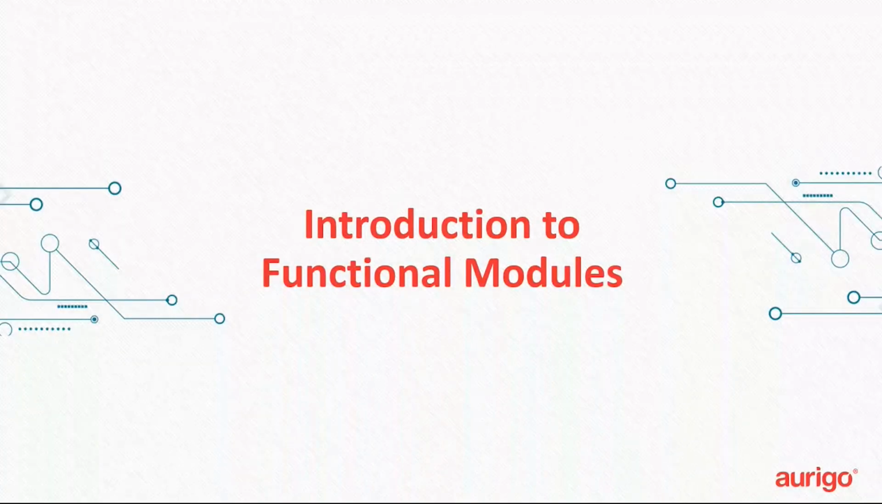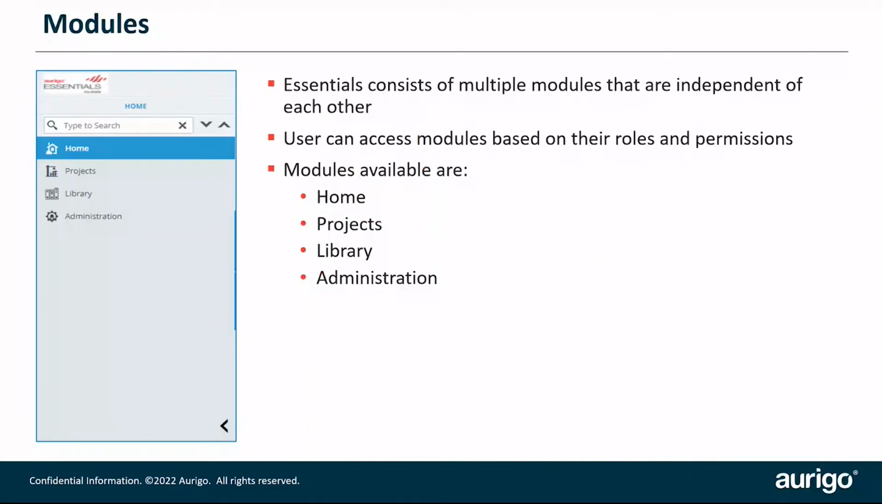Now, let me talk about the different functional modules as I mentioned. As I told you, we have four functional modules: home, projects, library, and administration. In home, you will be able to see the enterprise level information. It provides you shortcut links to perform enterprise tasks and enterprise reports.